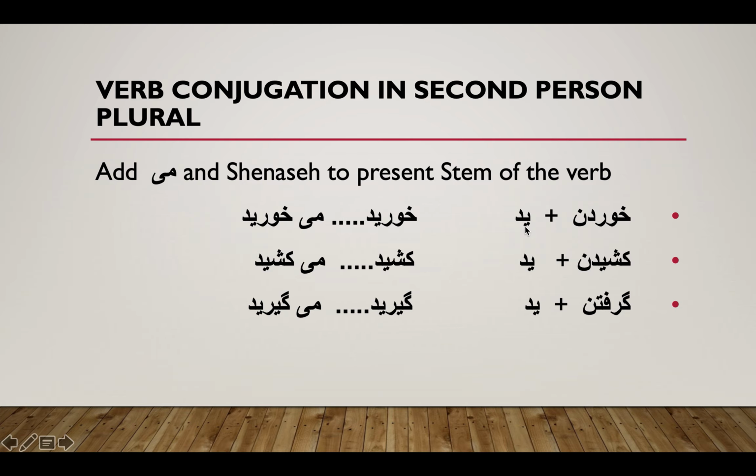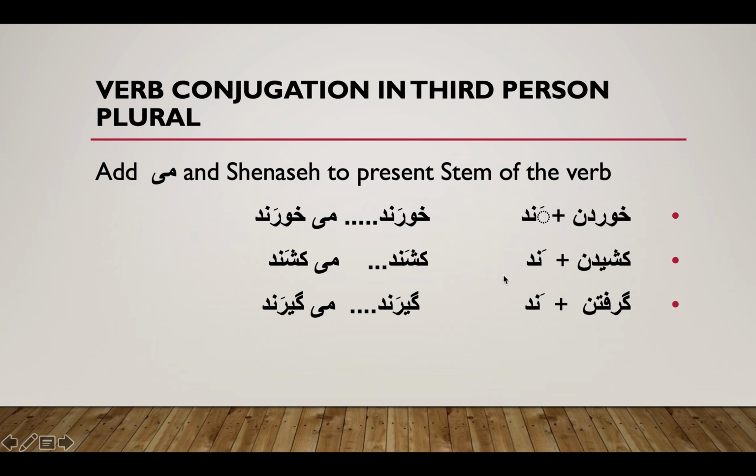And this is for second person plural. Id should be added to the end of the present stems that we have. As you see, we have our present stems with the appropriate shenase for second person plural added, and me at the beginning. And this is for third person plural. I kept this circle to show you that this short vowel needs a place to land on. So here, when we have the present stems, it will fall above the last consonant in the present stem. So we have میخورند, میکشند, میگیرند.